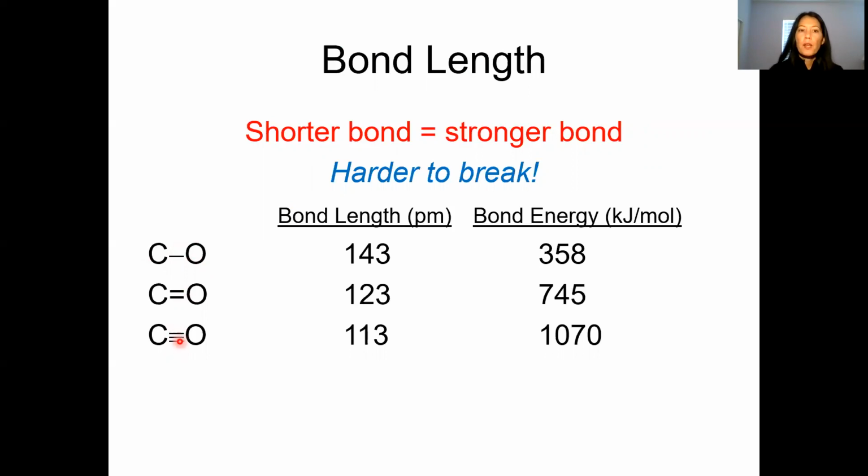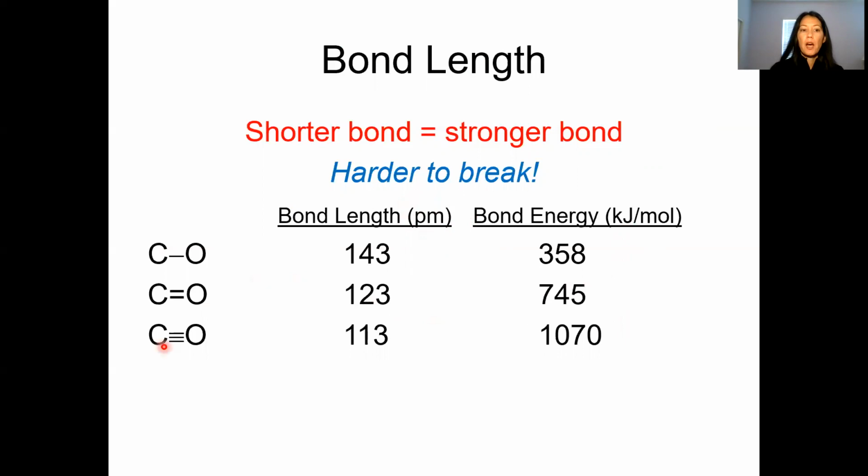So basically, the shorter the bond, the stronger the bond. The more bonds you have, the shorter it gets. I can show you data for that to convince you. Here's the bond length as we go from single to double to triple. It does get shorter. These are in picometers. And I could show you data of the bond energy. As you go from single to double to triple, the bond energy increasingly gets higher.